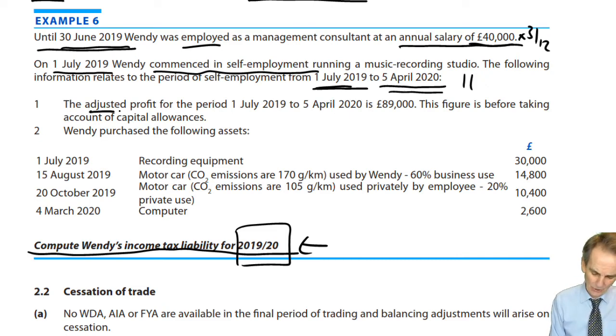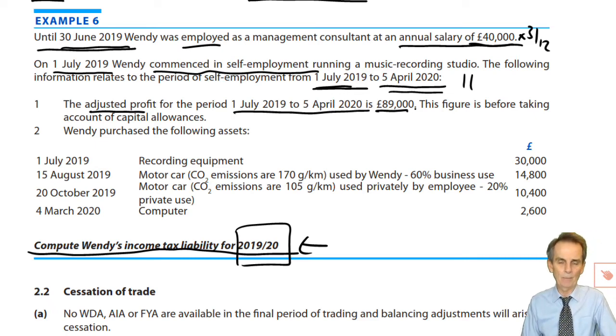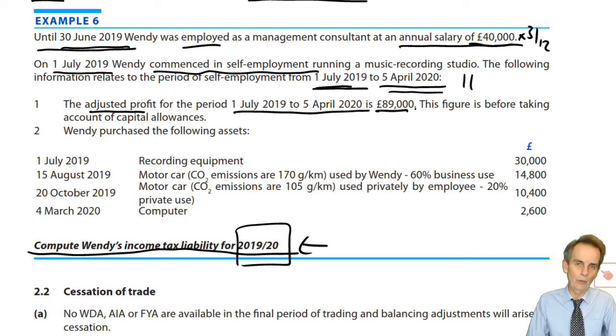They tell us what the adjusted profit is. Obviously, what you could have for this period, 1st of July 19 through to the accounting date of the 5th of April, rather than a given adjusted trading profit, you could be given the statement of profit or loss and asked to prepare, of course, that adjustment of profit yourself. So you may be required, going from the statement of profit or loss, as per Chapter 4, to derive that figure. And that figure, of course, is before taking account of capital allowances.